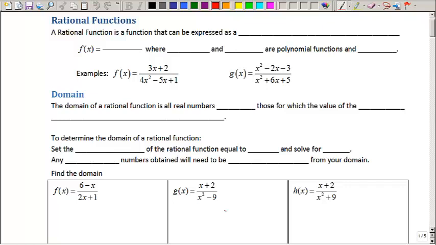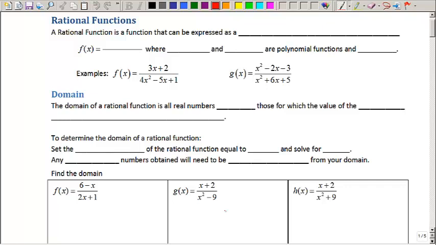The title of today's lesson is Rational Functions. By the end of this lesson, you'll be able to identify characteristics of rational functions as well as graph a rational function. So let's get the definition of what a rational function is.